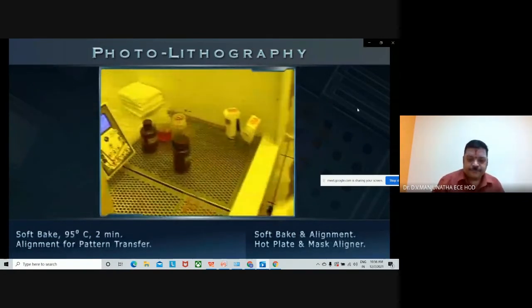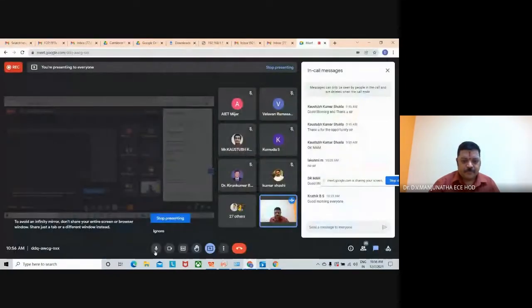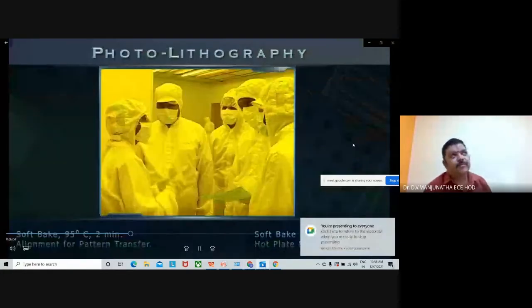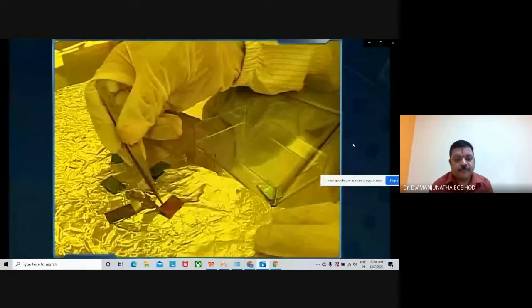We now move the resist-coated samples for soft baking on an adjacent table. Soft baking is done at 95 degrees Celsius to evaporate the solvents in the photoresist. The soft-baked photoresist will not stick to the glass mask during the next step. In a similar way, we process the entire batch of wafers.